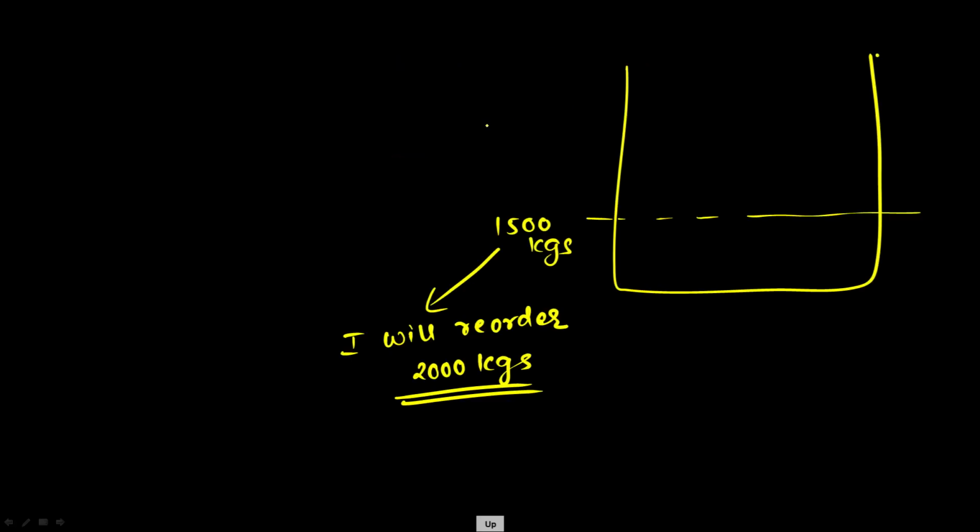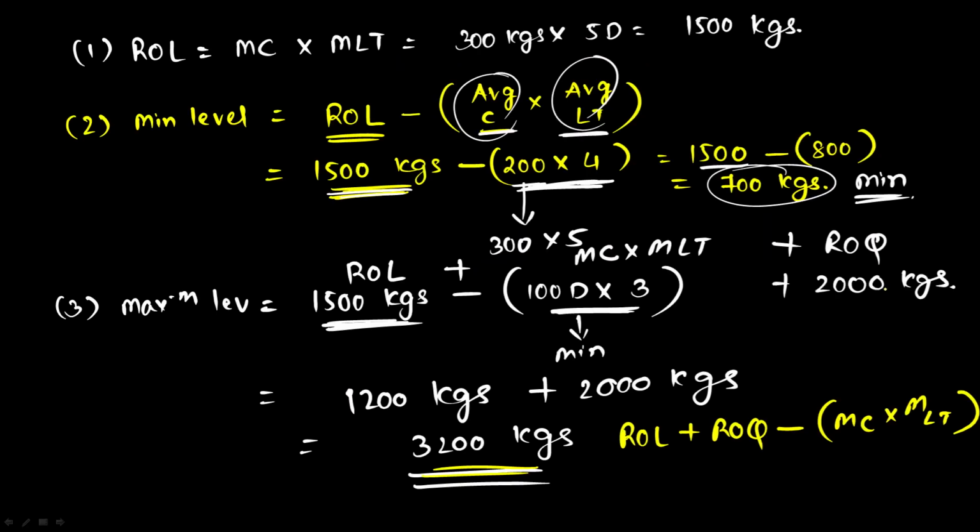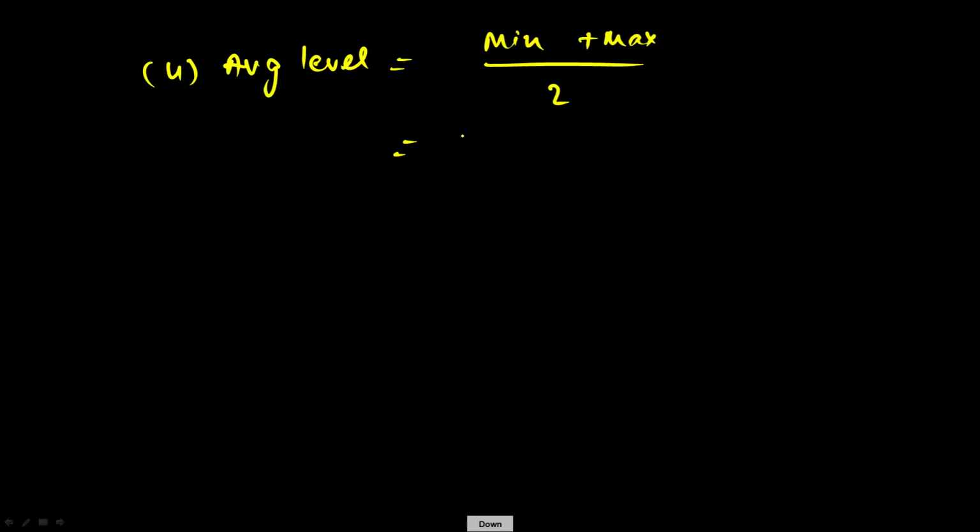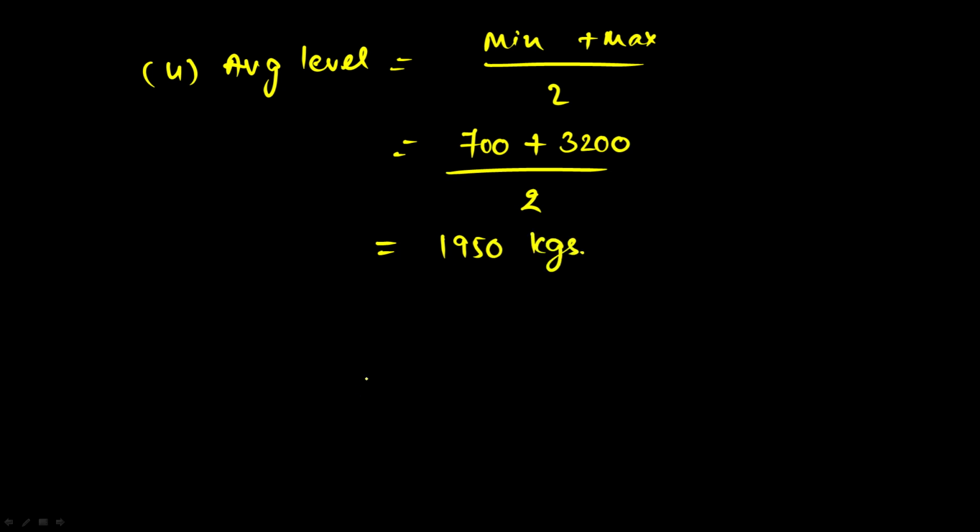Average level is minimum plus maximum divided by 2. What is the minimum level? 700, plus maximum 3200, divided by 2. It is 1950 kgs, which will be the average. Average level does not have any logical idea, but it is the average of minimum plus maximum.